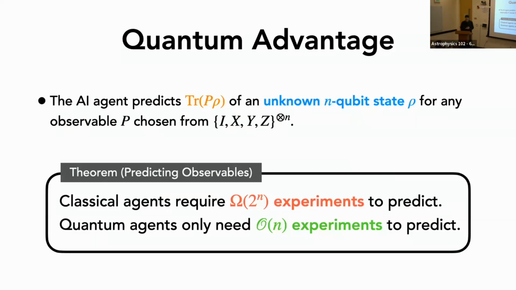And one of the first results that we established was that we can prove that any classical AI agent that can perform measurements on the state rho in each experiment to obtain classical data, process it classically, and select the next experiments that we do, one can prove that the classical agents will require an exponential amount of experiments in order to solve this task, whereas the quantum agent only requires a linear number of experiments to predict all of these Pauli observables. So this provides one of our first tasks where we can see an exponential separation.